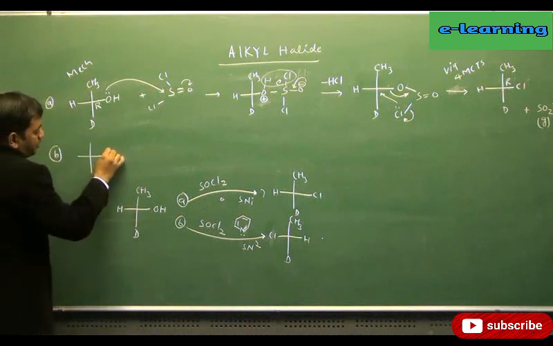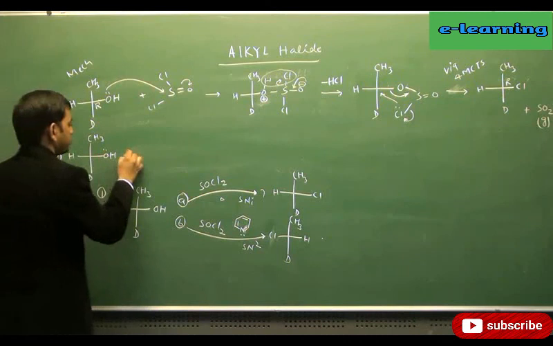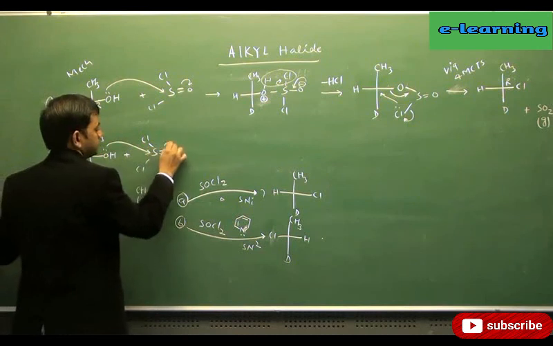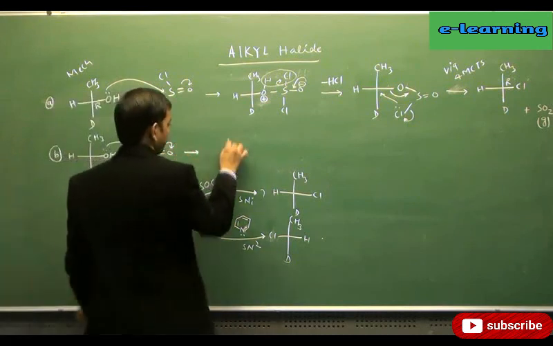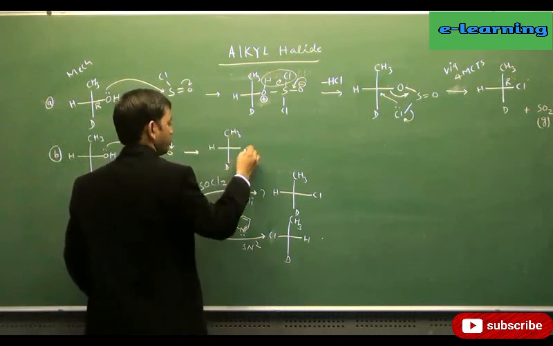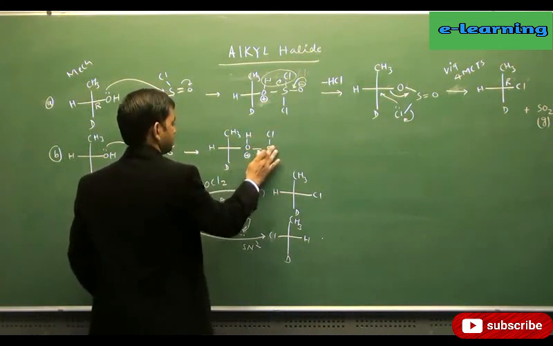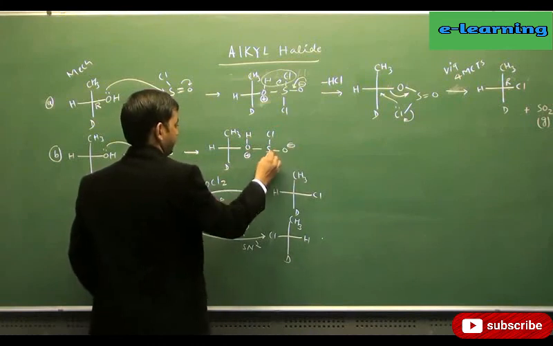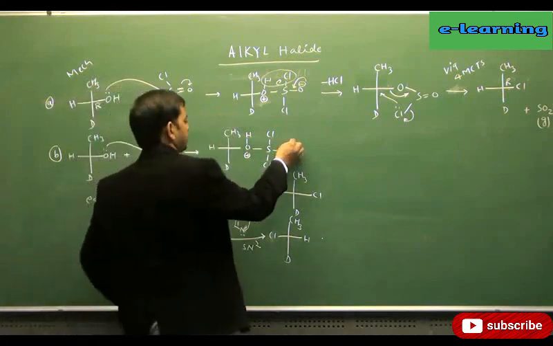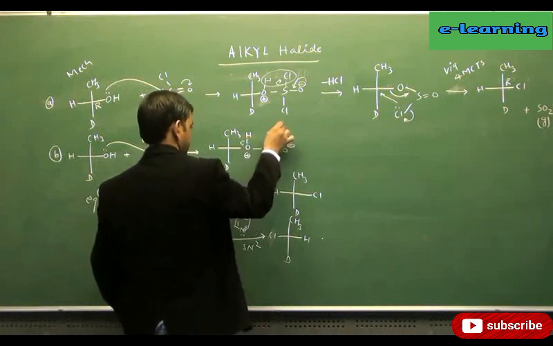The reaction starts in a similar manner, that is CH3, H, D, reacting with SOCl2. Attack occurs and it picks up the electron. We obtain CH3, H, D, OH, S, Cl, O negative, Cl. A similar intermediate is obtained. In the next step, it removes the Cl.